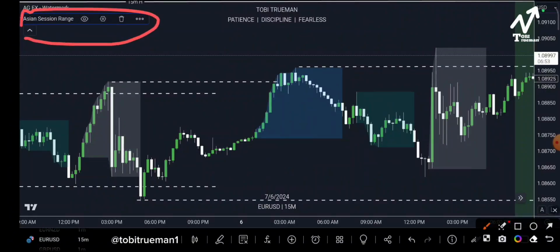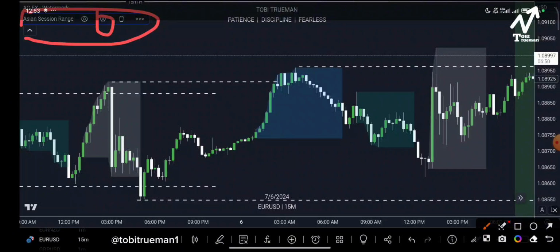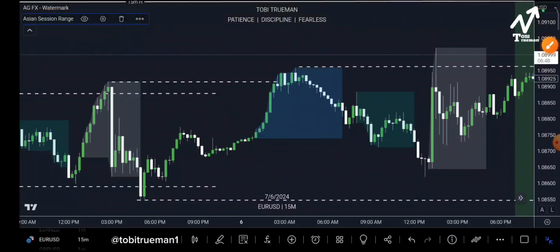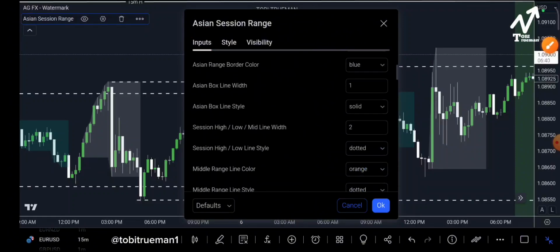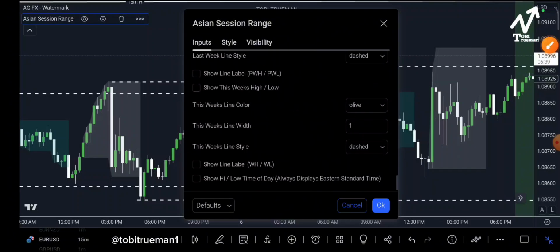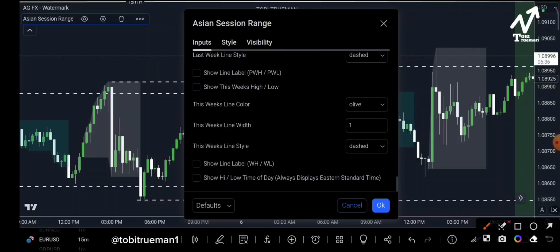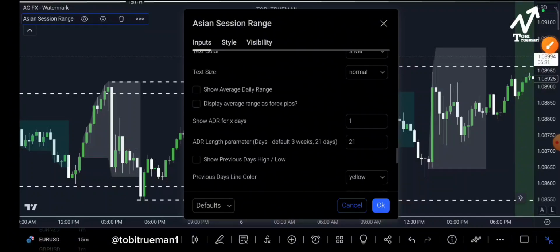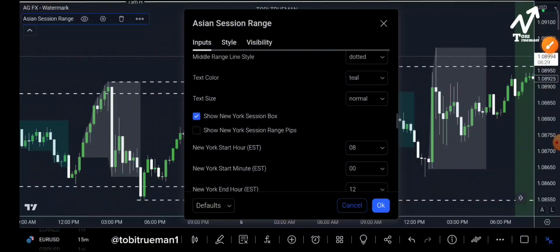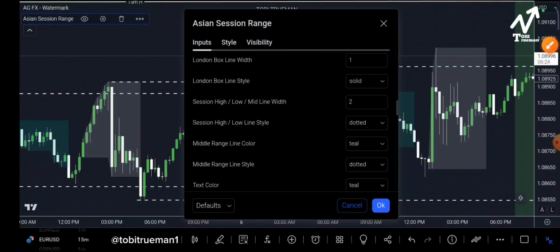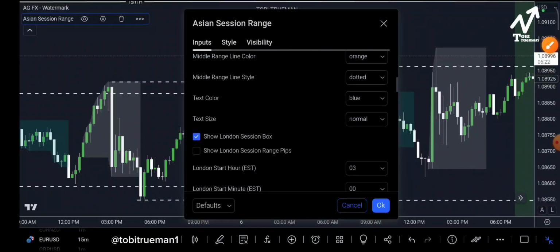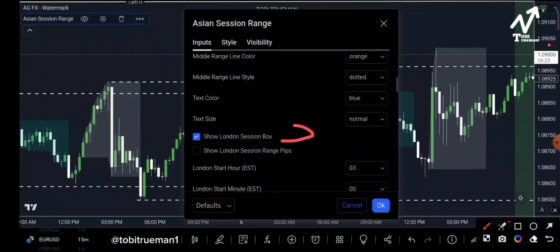When it shows, you click on the settings. When you click on the settings, it will pop out also. In the input section, you just scroll down. Everything here will be marked, but you have to unmark the boxes, unmark everything. Only leave these ones: show New York session bar, and show London session bar. You leave those ones, you don't touch them.